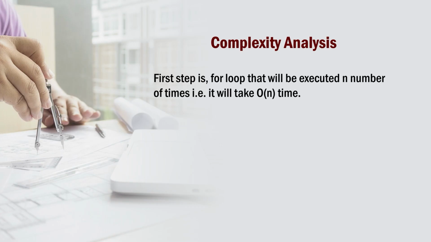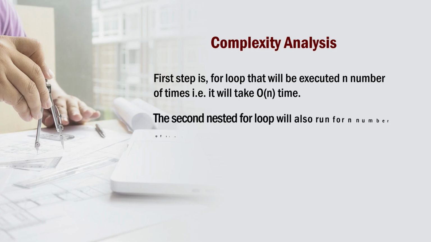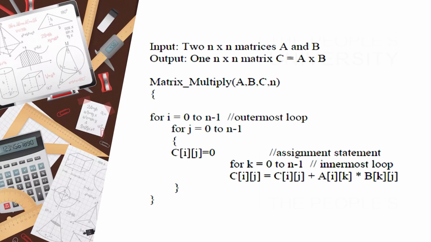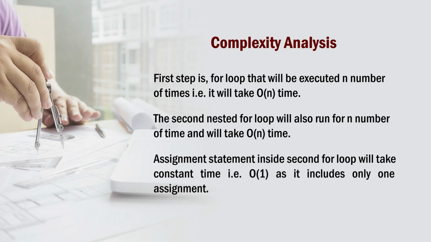If we analyze that complexity, the first step is a for loop that will be executed n number of times, that is, it will take order of n time. That is the loop for i equal to 0 to n minus 1, the outermost loop. The second nested for loop, for j equal to 0 to n minus 1, will also run n number of times, so it will take order of n time. The assignment statement Cij equal to 0 will take constant time.